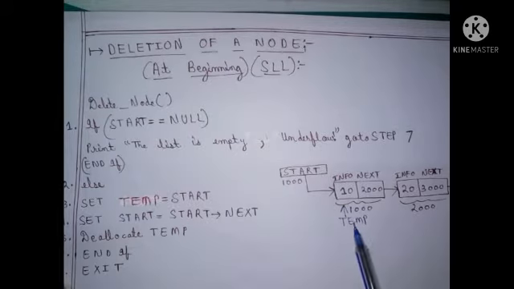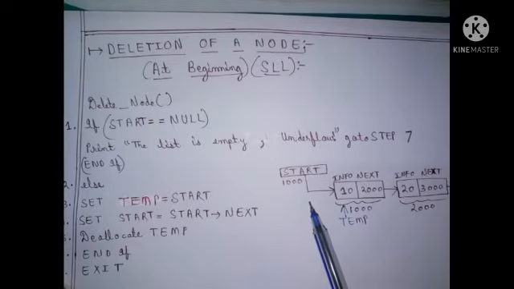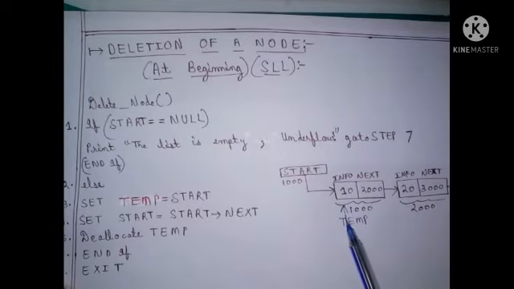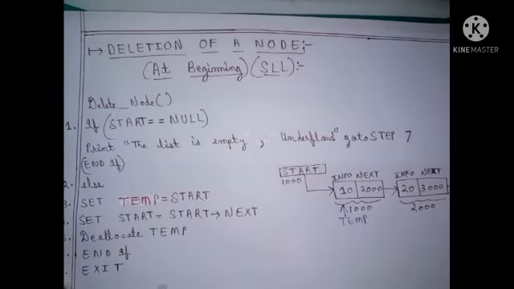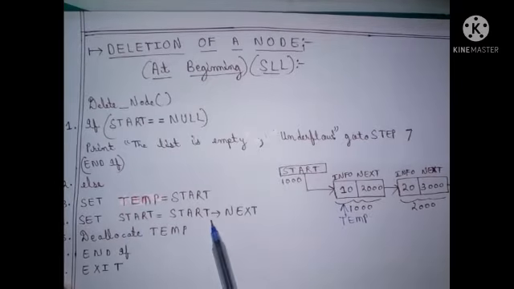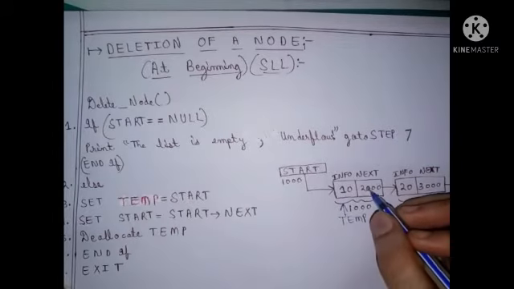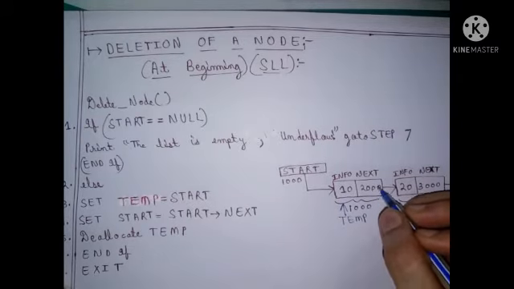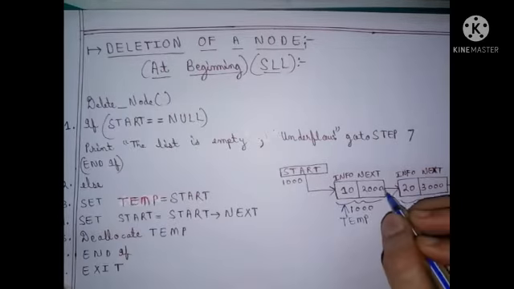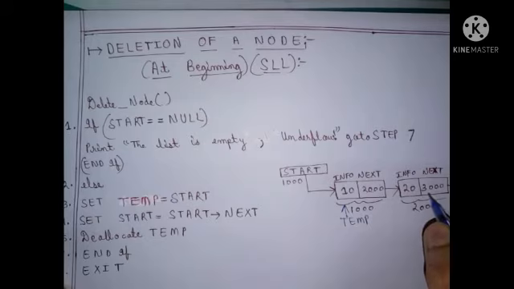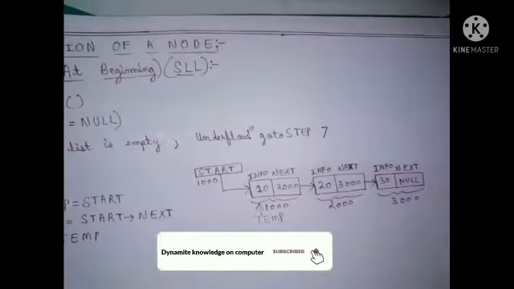Now we are going to delete from the beginning of our single linked list. So this temp pointer, let's allocate it as our first node. Now set start equal to start next. This statement means that the next part of our first node contains the address 2000. That means it contains the address of our second node. After this, the pointer is pointing to the second node. Here I have assumed the list having 3 nodes.